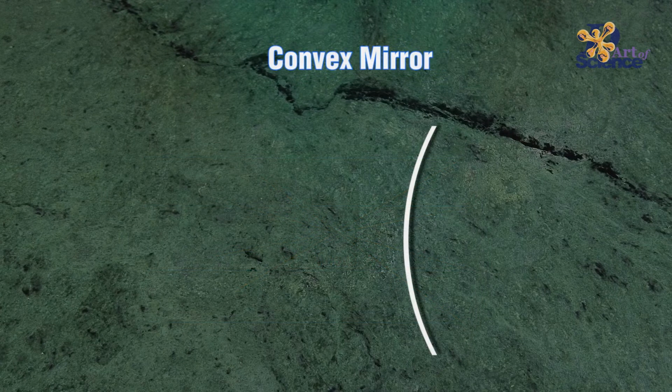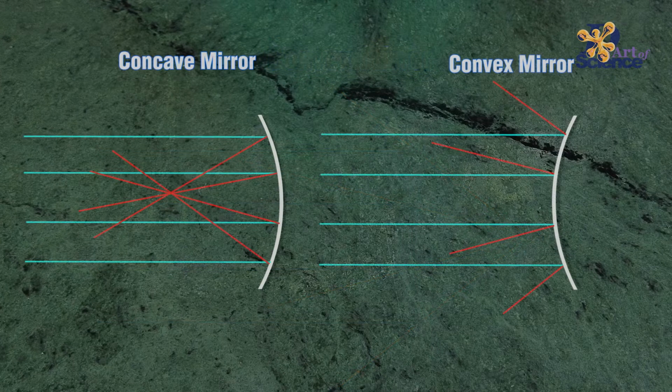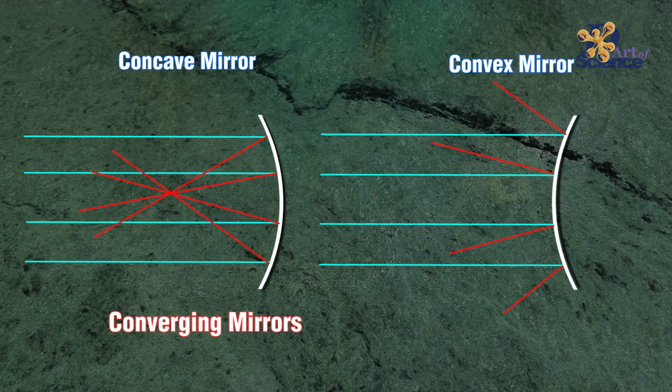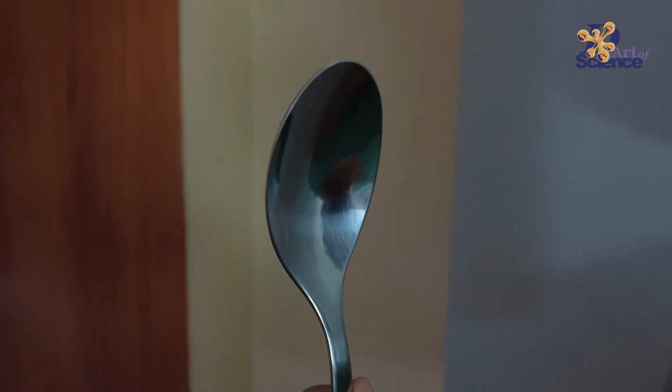On the other hand, when light falls on convex mirrors, the mirror diverges the light. If you trace these reflected or diverged rays backwards, they all meet at a point behind the mirror. And this point is also known as the focus. Because of the way they reflect the light, concave mirrors are known as converging mirrors and convex mirrors are known as diverging mirrors.